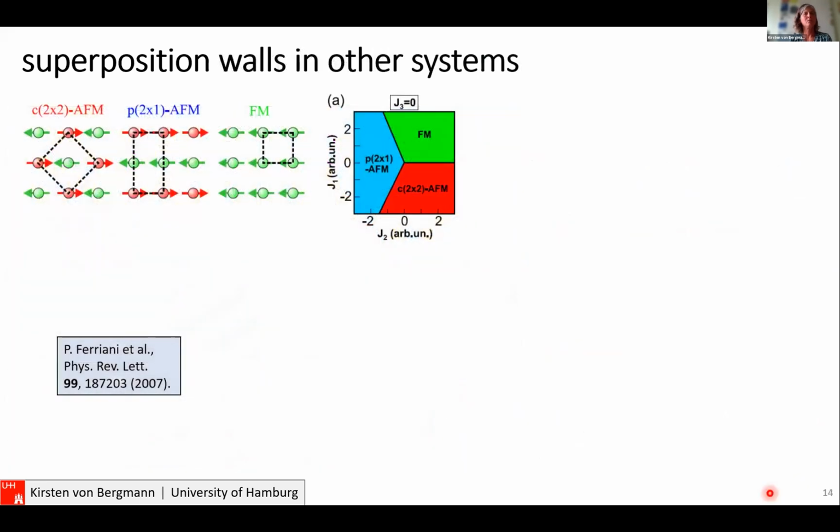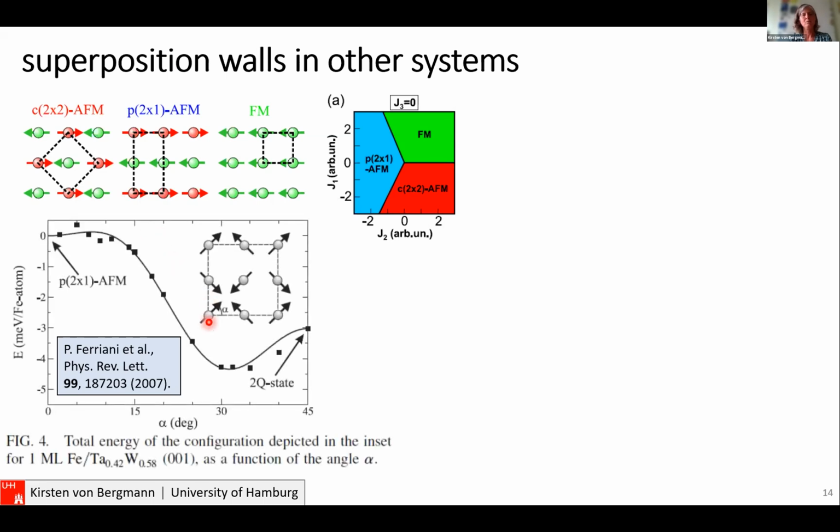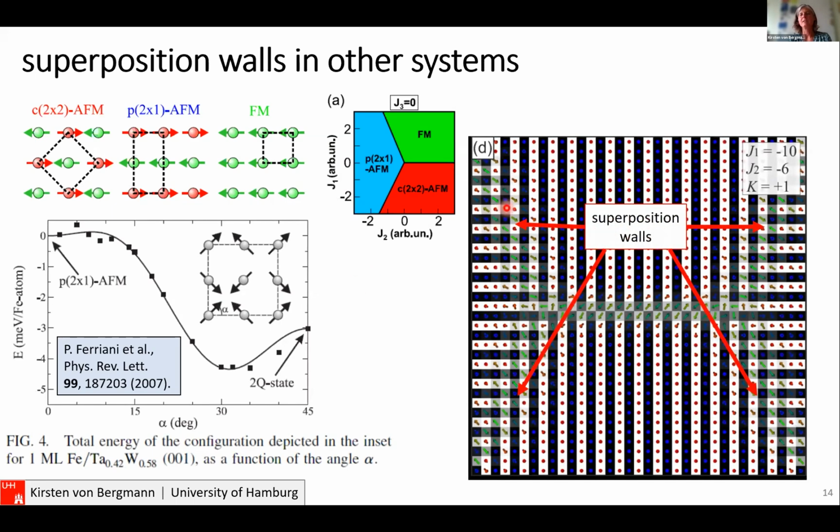Now, this is not unique for hexagonal monolayers, but also in a square lattice antiferromagnet, you can have such sort of things. In particular, in this p(2x1) antiferromagnetic state, you can have this 2Q structure here. And again, you get it in a competition of the different J's. And if we set up a simulation, indeed, we see these superposition walls also in the square lattice antiferromagnet.